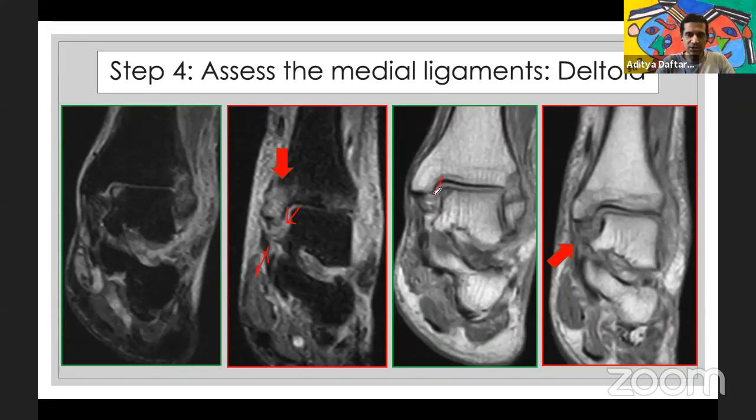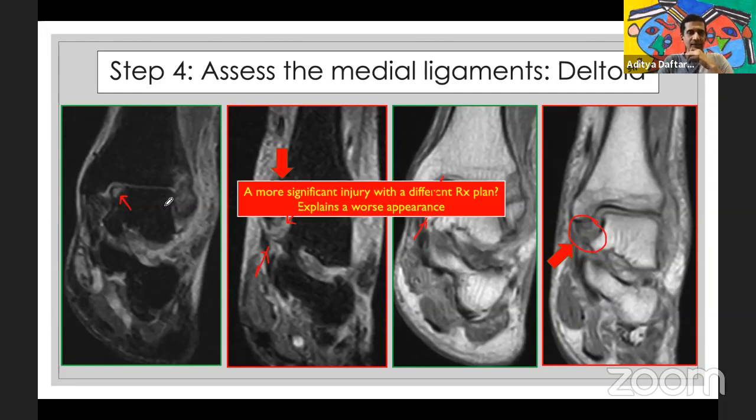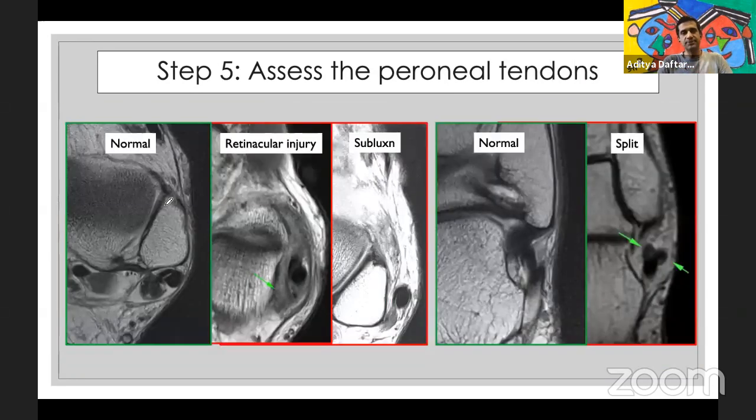Similarly, here you see that normal striated appearance to the deltoid ligament, and here you see the completely heterogeneous and inhomogeneous appearance. So this is how you know that the deltoid ligament is affected. And in this patient, you can see that along with that inversion injury, there's an impaction injury at the talar dome, and we'll talk about that a bit later as well. So the fourth step in this assessment is to look at the deltoid ligaments. Involvement of the deltoid indicates a more significant injury, possibly requiring a different treatment plan, and also explains a worse appearance to the patient.